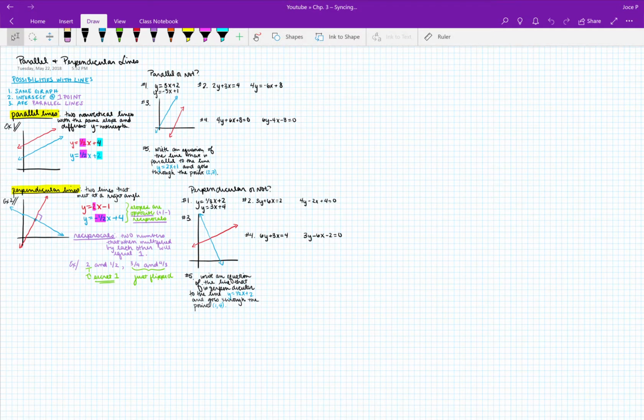Everybody, welcome back. We are going to be continuing our discussion about functions, lines, and graphing them today by continuing and discussing parallel and perpendicular lines. This is a super important topic and has plenty of practical applications.